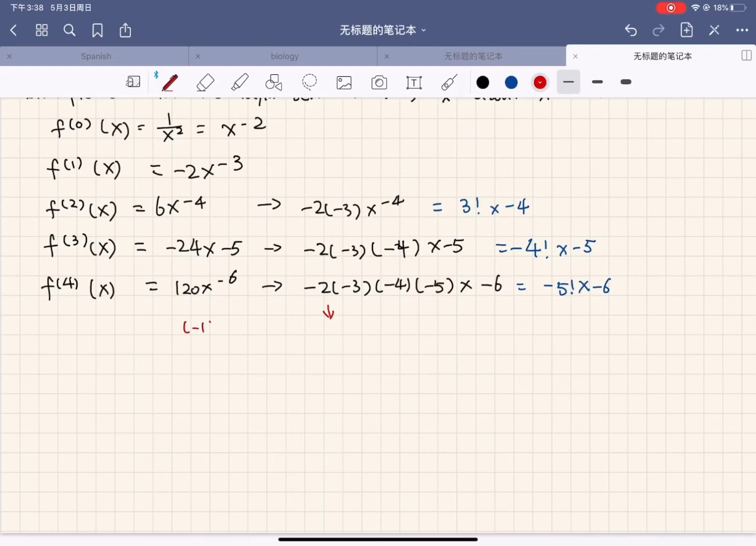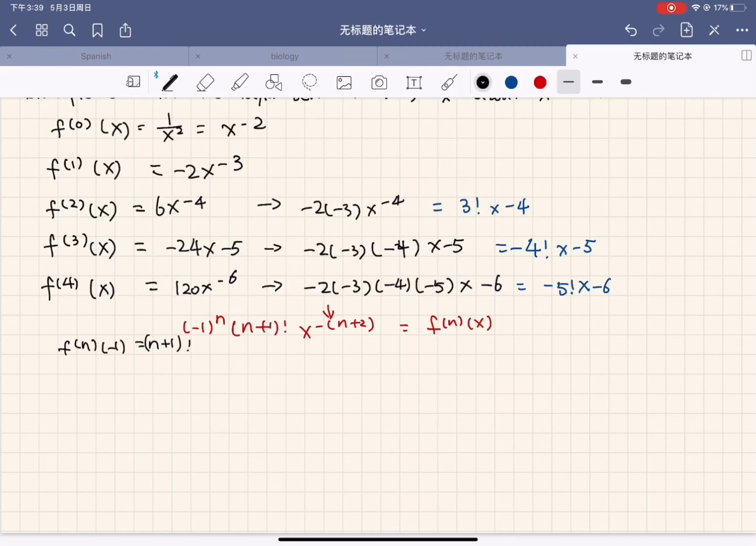So now we can find out the formula by evaluating the derivatives and finding the patterns. The formula starts with -1 to the power of n times (n plus 1) factorial times x to the negative power of n plus 2, which equals f to the n of x. So now we found that the nth derivative of f(x) can be evaluated through this formula. Now we substitute the terms back into the formula we found.